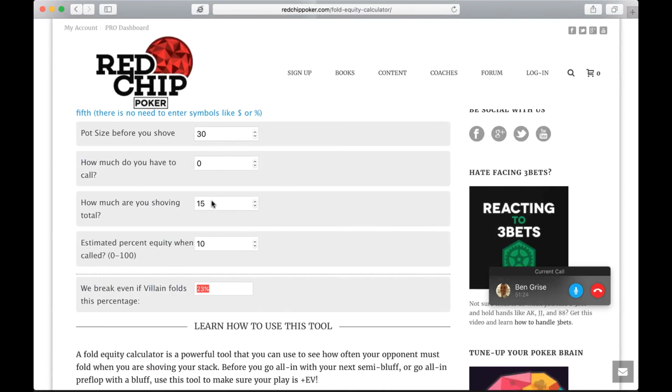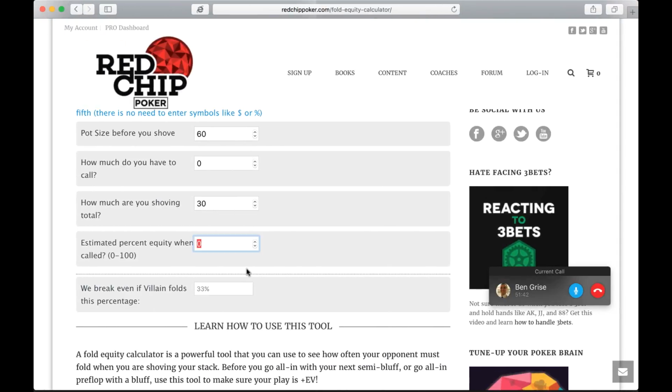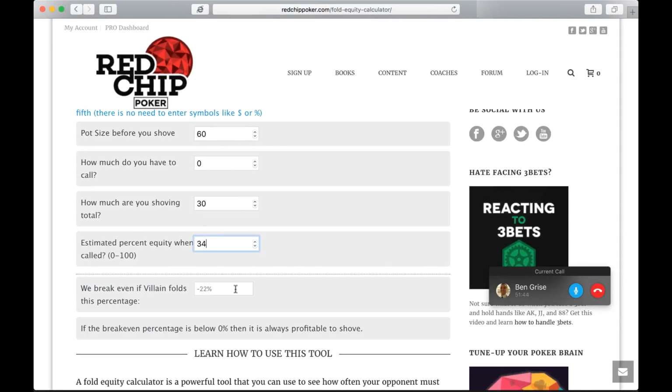So now put this into the red chip fold equity calculator. The pot is now $60 after you bet the flop. You want to bet half the pot on the turn. That's $30. And let's say if your estimated equity was 0, you'd need your opponent to fold a third of the time. Now, because you picked up 34% equity, your opponent never needs to fold for this to be profitable. It's negative 22%, meaning that even if your opponent never folds, this is going to be long-term profitable.